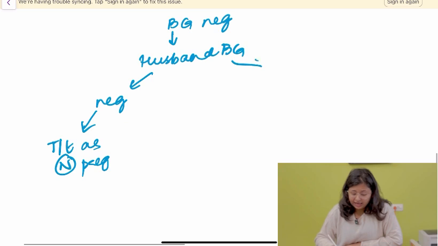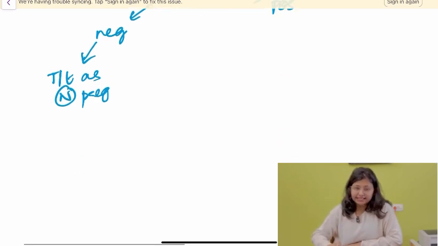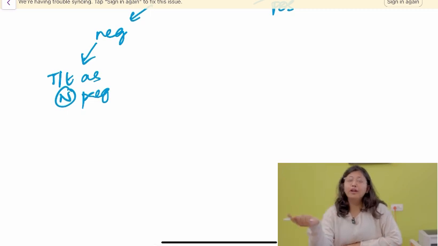However, if the husband's blood group is positive, there is a chance that this baby's blood group may be positive, right? So what do we do next? Do we start with our plan of anti-D? No. Because anti-D is useful only when isoimmunization has not already occurred. So the next thing that we need to find out is, has isoimmunization already occurred or is it yet to happen? So if it has already occurred, my friends, anti-D is not going to be of any use.